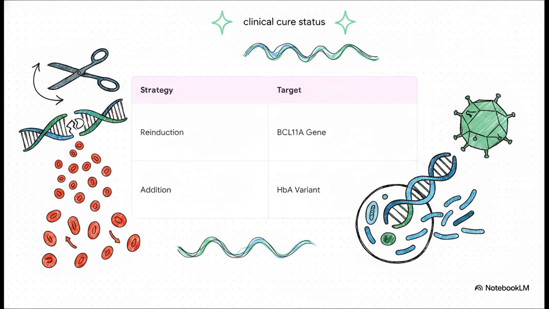The second strategy is gene addition. Here, scientists use a lentiviral vector to deliver a brand new, highly engineered anti-sickling beta-globin gene directly into the cells. It acts like a direct instruction manual telling the cells to manufacture a variant of normal adult hemoglobin that actively blocks the sickling mechanics. Two completely different scientific paths, but both achieving clinical cure status.